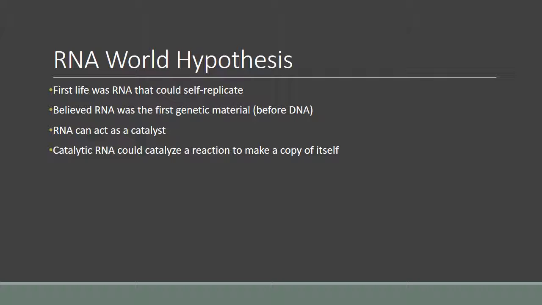So there have also been differing theories on what the major molecule was that allowed life to form from all these organic molecules that are present. One theory is the RNA world hypothesis, which believed that RNA was the first genetic material and formed before DNA or proteins. One of the major reasons is that RNA can act as a catalyst, and catalytic RNA could cause a chemical reaction to copy itself, which would pass down genetic information from generation to generation.